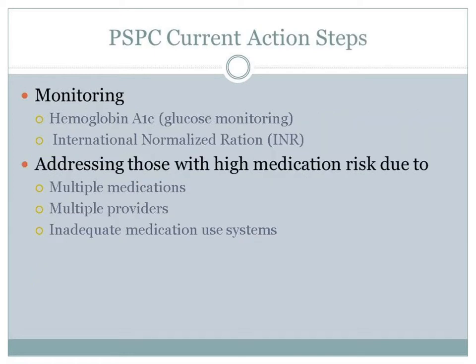And I'm going to show you on a slide that hemoglobin A1Cs are being monitored and the INRs, or international normalized ratios, are being monitored as well. And with all this, high medication risks are being addressed. So multiple medications, multiple providers, inadequate medication systems are being monitored by the PSPCs, and hopefully will decrease errors in the future.